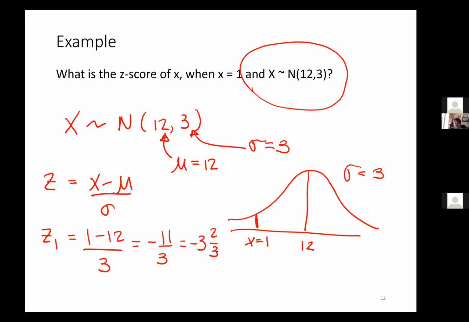And you'll notice that when we calculated the Z-score for 1, we got a negative number. So X equals 1 corresponds to Z equals negative 11/3. So what that means is, if we standardize the normal distribution, then the mean is going to be at 0 when we standardize it. And that means that that value, X equals 1, is to the left of the mean. So when you get a Z-score that's negative, that means your data value is to the left of your mean.